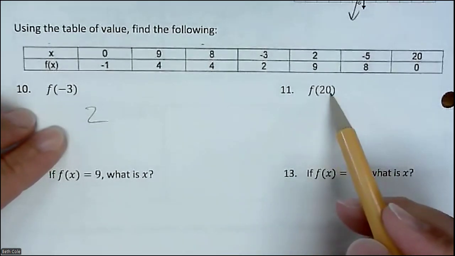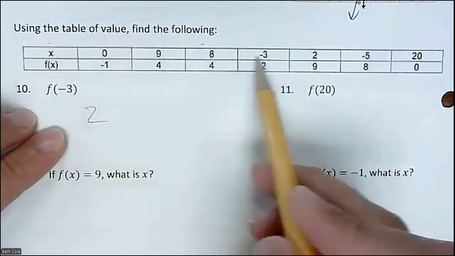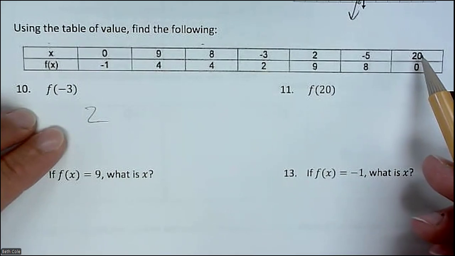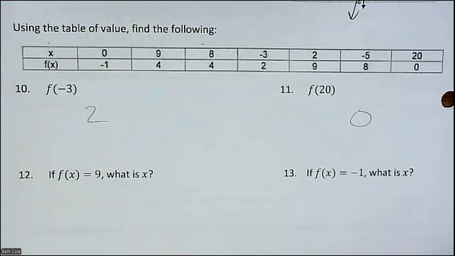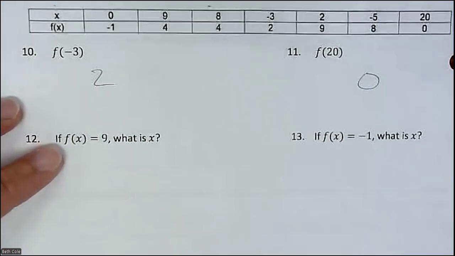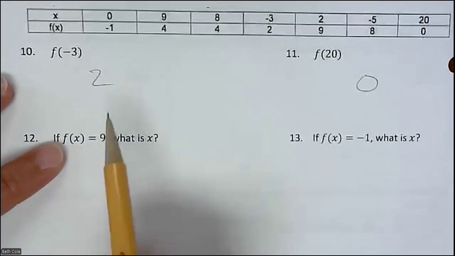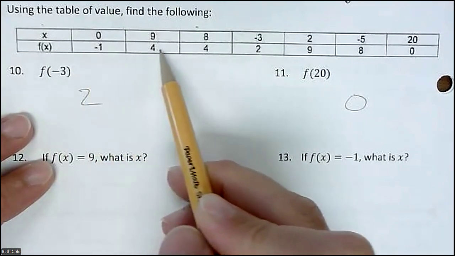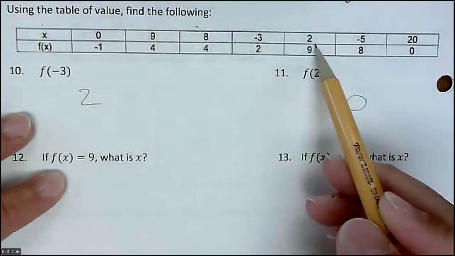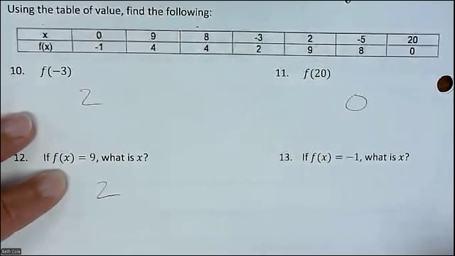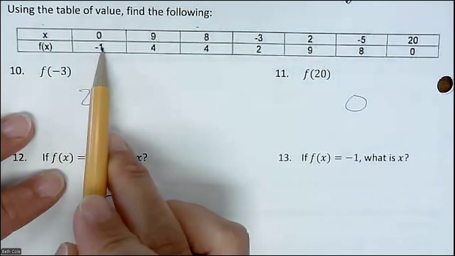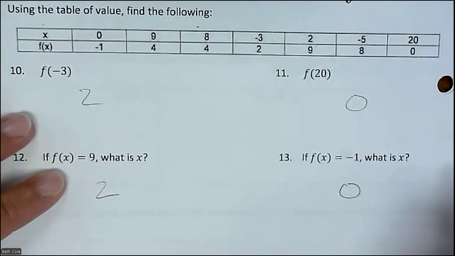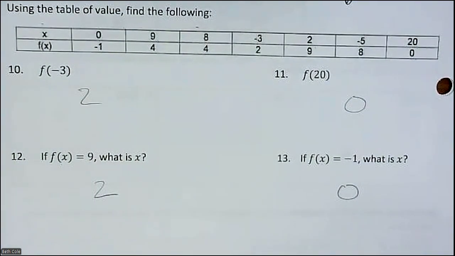So this one says f of 20. All you've got to do is on the x's find 20. What's your answer? 0. Now this one says f of x equals 9. So you have to look at the f of x's and find 9. Do you see how it's 2? All right, and then this says f of x equals negative 1, 0. Do you guys see that there? There's no work, so you have to look. You have to actually look at it.